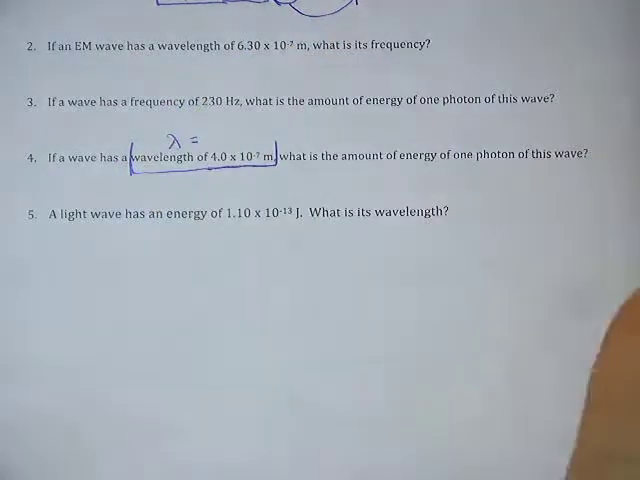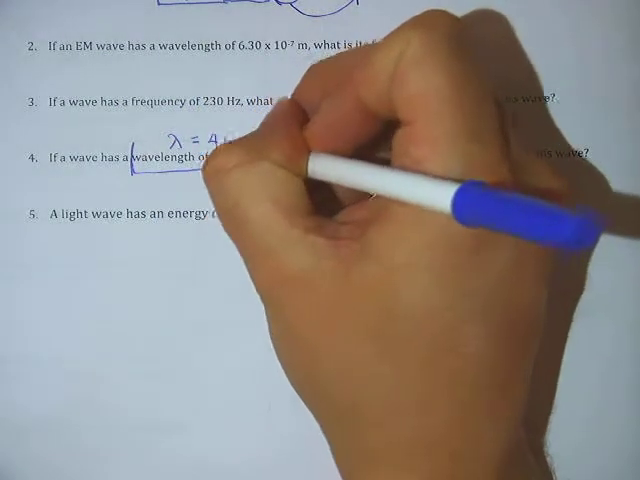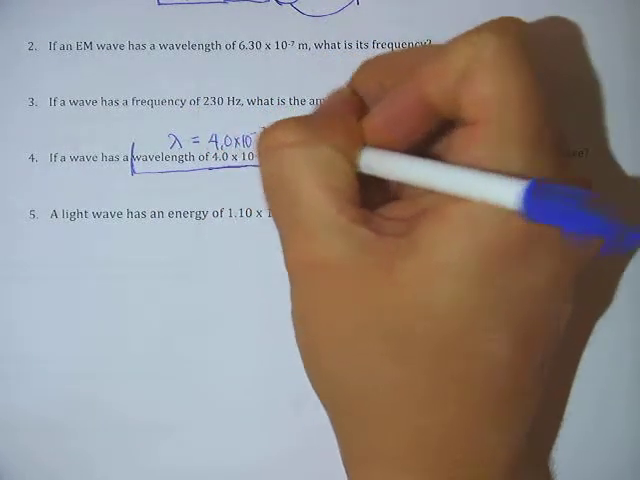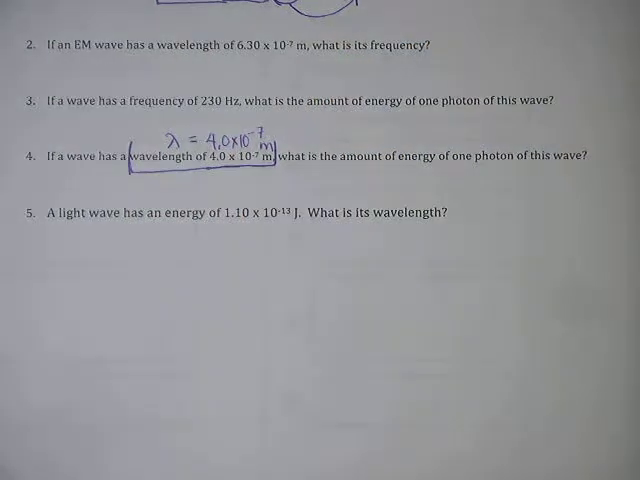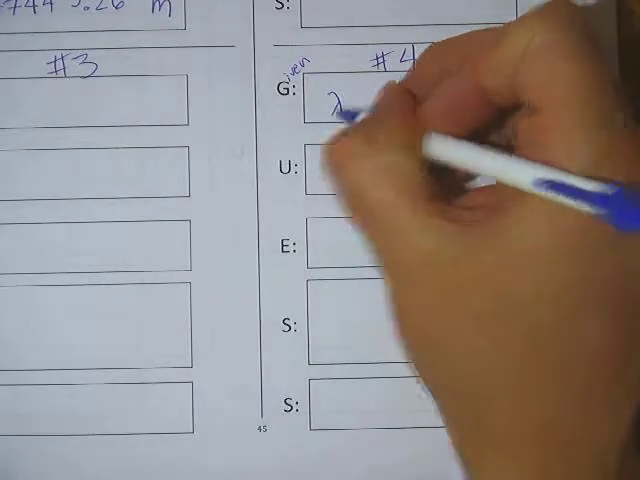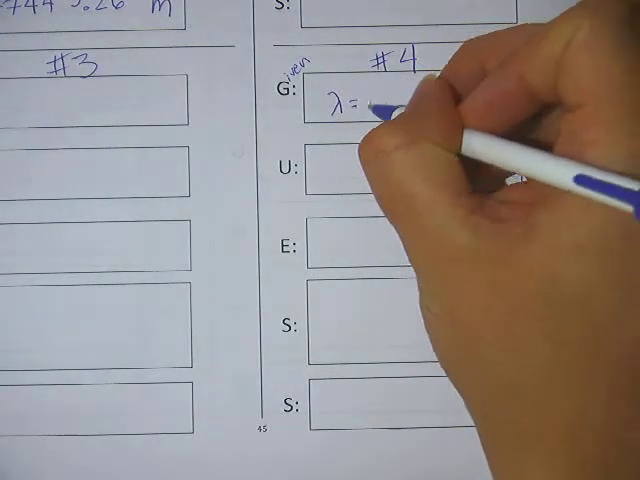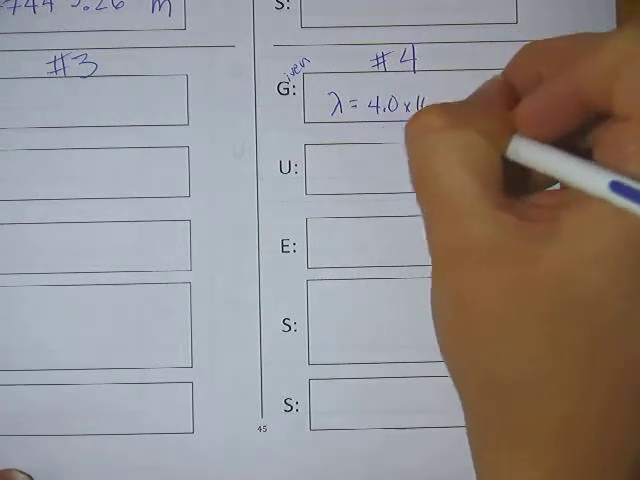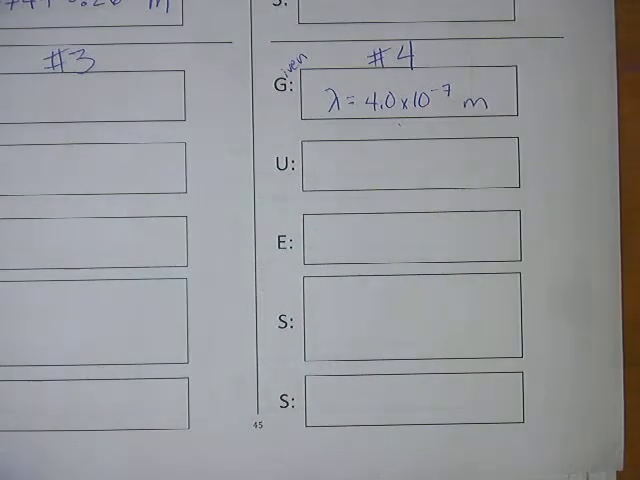Wavelength equals 4.0 times 10 to the negative 7 meters. And that is going to go in my given box. Wavelength equals 4.0 times 10 to the negative 7 meters.